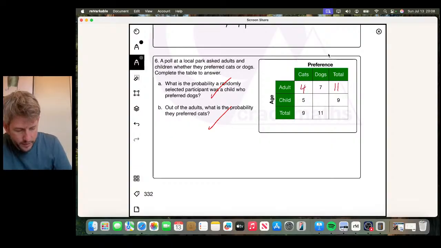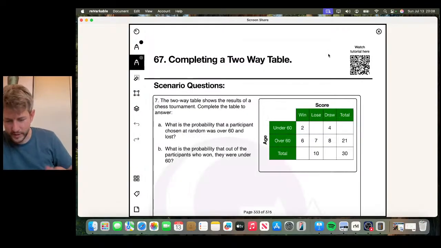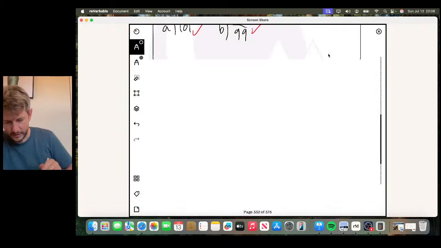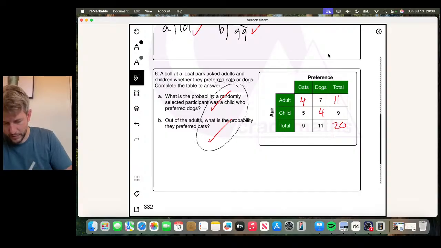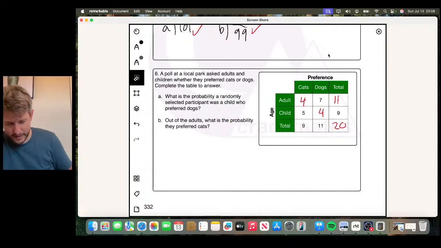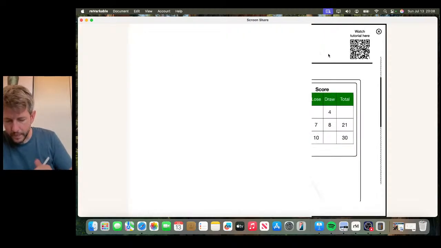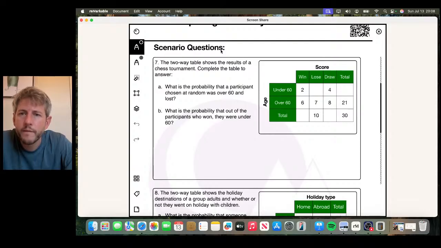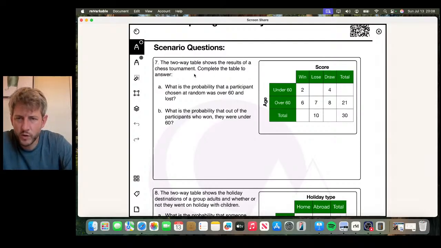That's going to be 4, that'll be 11, this will be 4, this will be 20. Oh no, 1 second, I'm ruining my system. I've done it in red, and I've already ticked it. So let me remove the ticks. Right, it can stay in red, that's fine. Okay, right. Question 7. Okay, the two-way table shows the results of a chess tournament. What is the probability that a participant chosen at random was over 60 and lost? Over 60 lost. Okay, right. But I suspect, yeah, I can get rid of that.